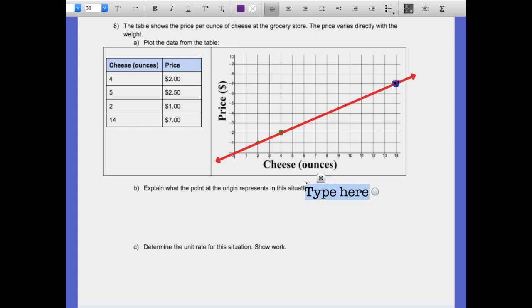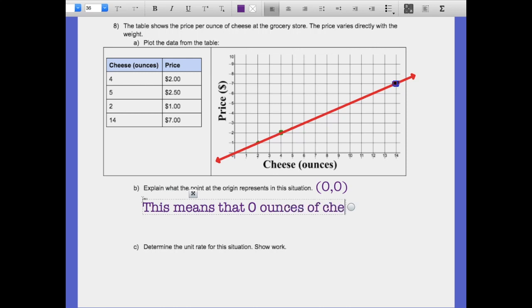All right, so part B, explain what the point of the origin represents. Remember that the origin means 0, 0, right? So what does that mean? Well, 0 is X. So 0 means cheese in ounces. So I'm going to say this means that 0 ounces of cheese, and the second part is the price, will cost $0. And that makes sense because if you're not buying anything, it shouldn't cost anything.